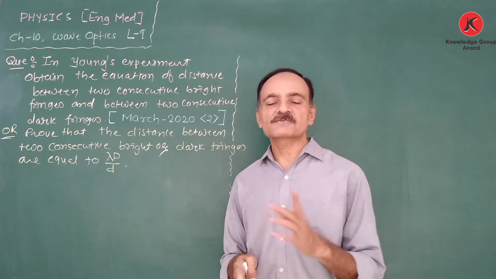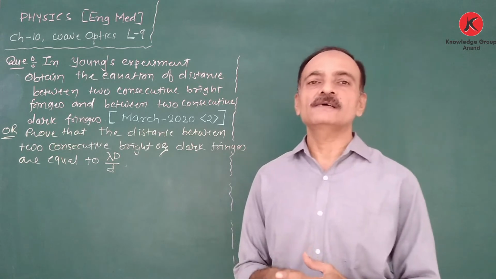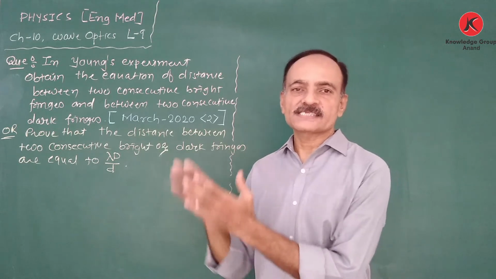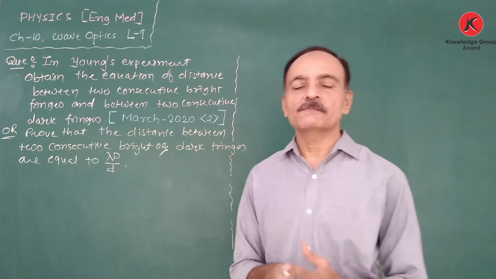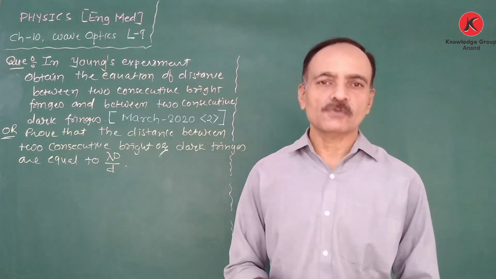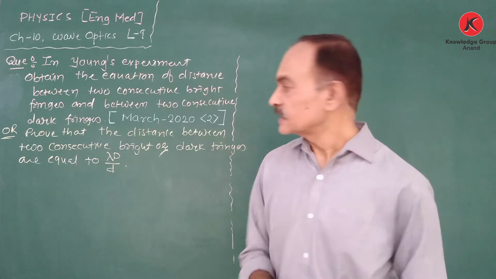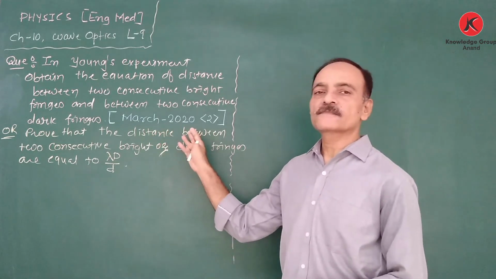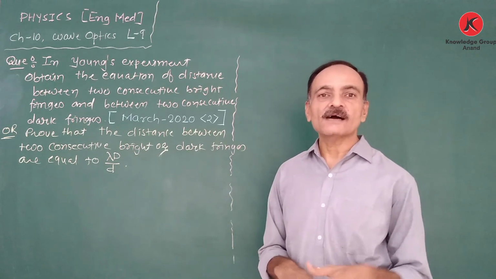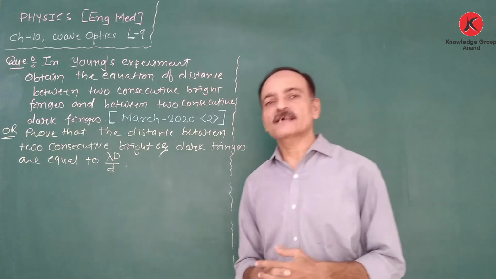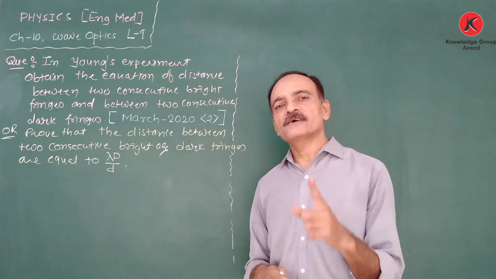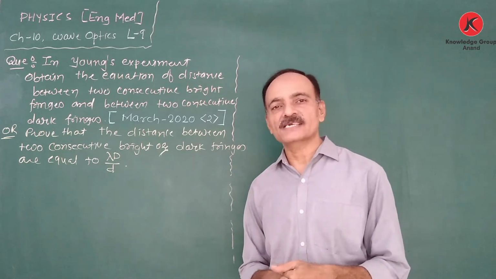In Young's double slit experiment, we already discussed the interference pattern: bright, dark, bright, dark, continuous lines where the fringes are obtained. What should be the distance between two consecutive bright fringes or two consecutive dark fringes? This question was asked this year, in 2020, for 2 marks, so that is the most important. Earlier, we also discussed the condition for constructive and destructive interference in terms of path difference and phase difference, which is also important for a 2 marks question.